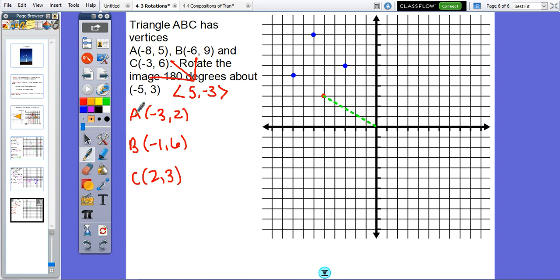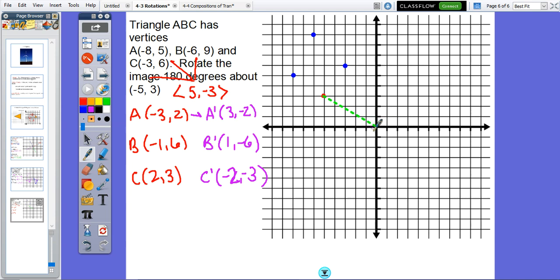So our A prime, we're going to keep the numbers the same but change their sign. So this will now become positive 3, negative 2. Our B prime will be positive 1, negative 6. And our C prime, negative 2, negative 3. Just like that. All right, so we have these images shifted and then flipped over here, but we haven't rotated about that. The way we're going to do it, and it sounds kind of crazy, is we're going to reverse it back. We're going to slide all those points back over here.